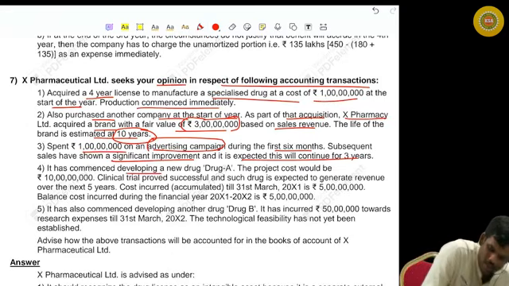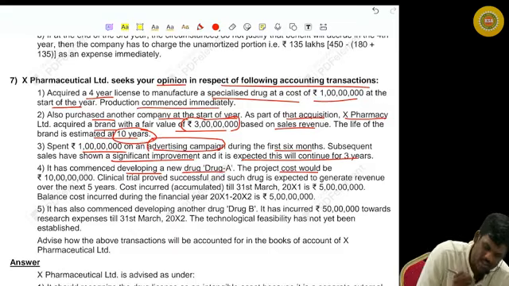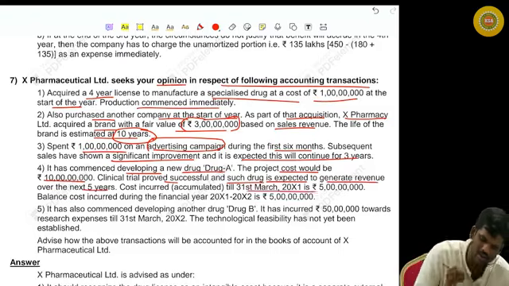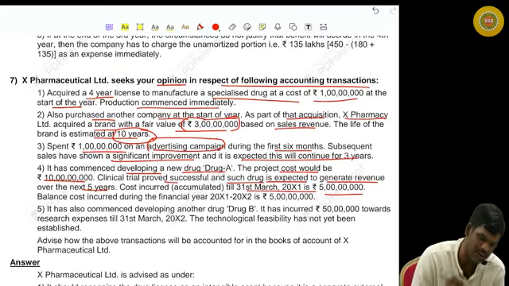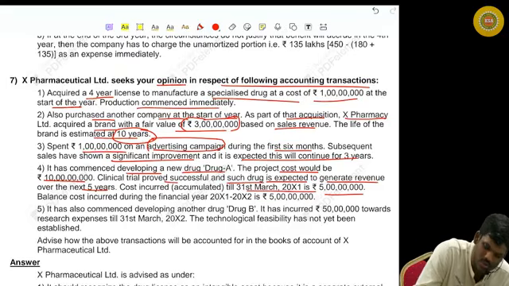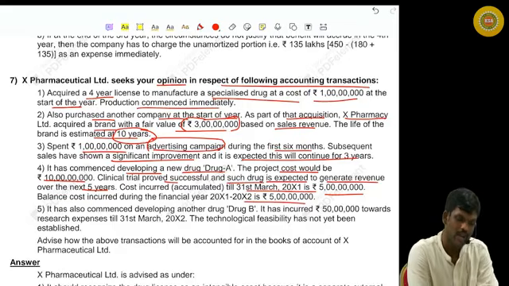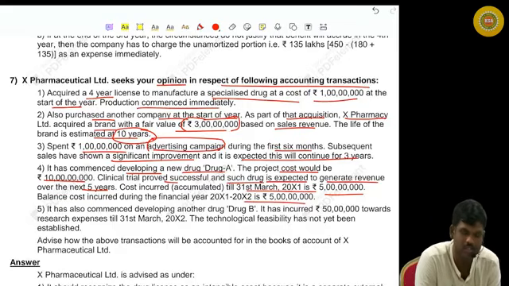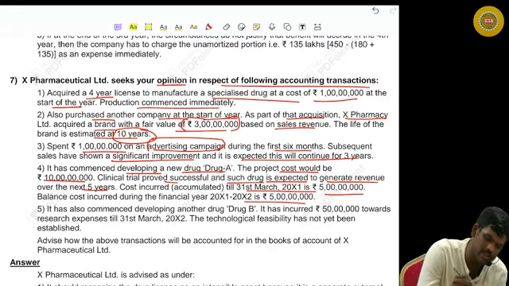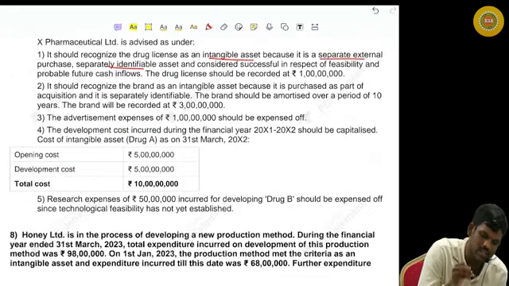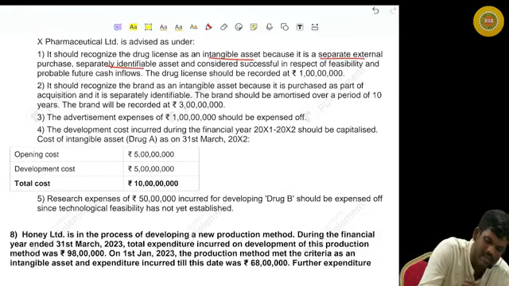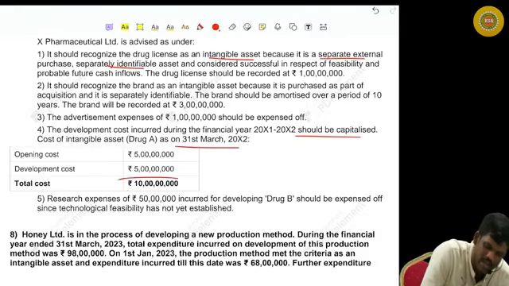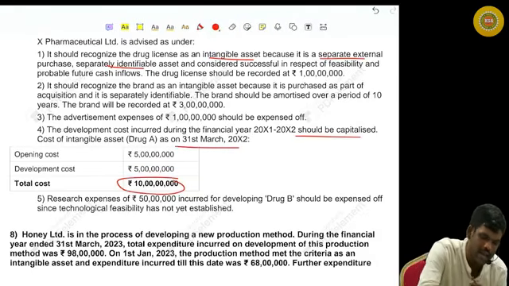It has commenced developing a new drug A. The project cost would be 10 crores. Clinical trial proved successful and such drug is expected to generate revenue over the next 5 years. Cost incurred accumulated till 31st March 20X1 is 5 crores. Balance cost incurred during the year 20X1 to X2 is 5 crores. So now they have spent totally 10 crores for this drug. So the total development cost that you have spent is 10 crores and it is successful. So this total 10 crores will be capitalized as development cost in the financial statements and it will be amortized over the useful life.